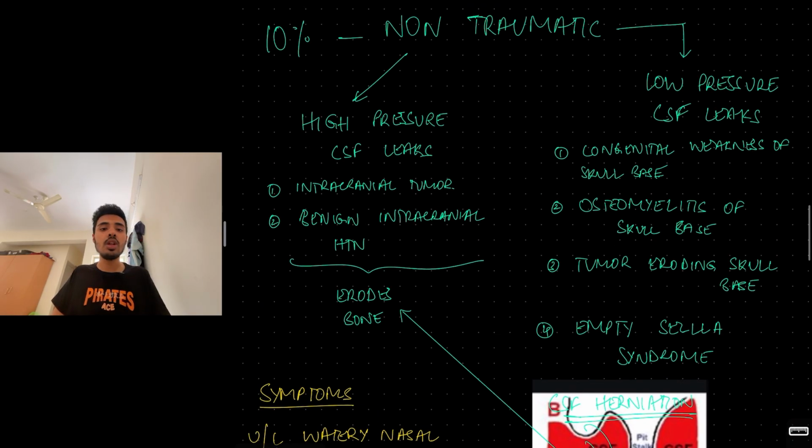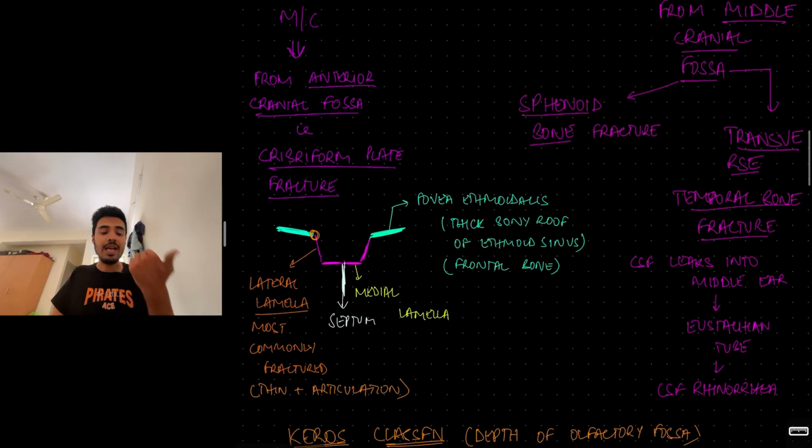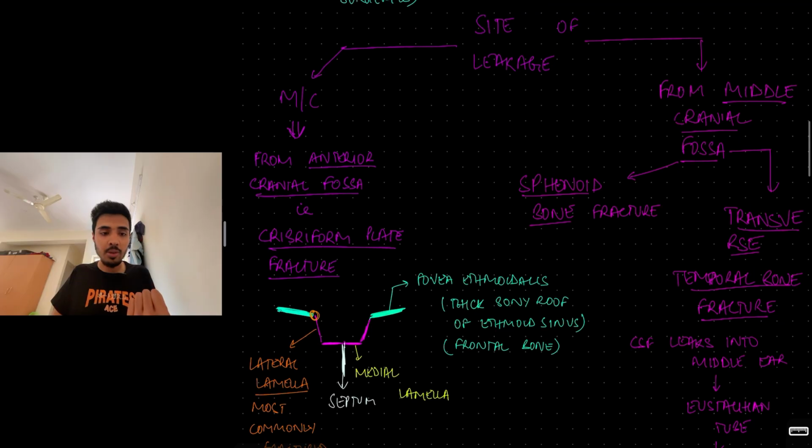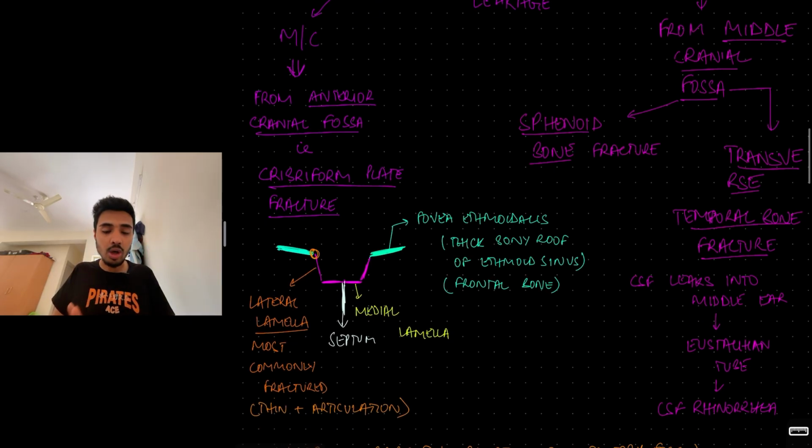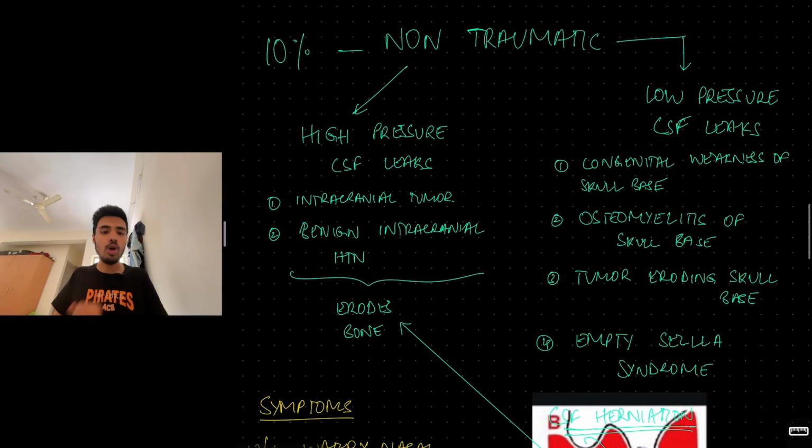So you have traumatic causes from the anterior cranial fossa because of cribriform plate fracture, lateral lamina cribriform plate fracture, which is the most common type, or from the middle cranial fossa, trauma leading to either sphenoid bone fracture leading to CSF rhinorrhea, or transverse temporal bone fracture where CSF leaks into the middle ear first and then via the eustachian tube into the nasal cavity. 90% of the time it is due to trauma. 10% of the time, non-traumatic causes.